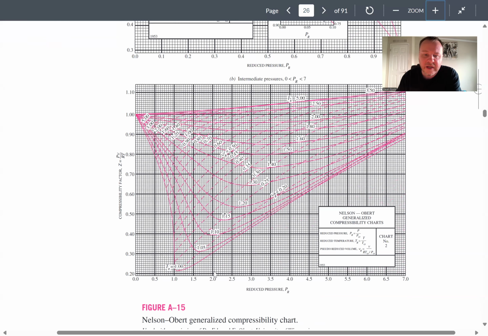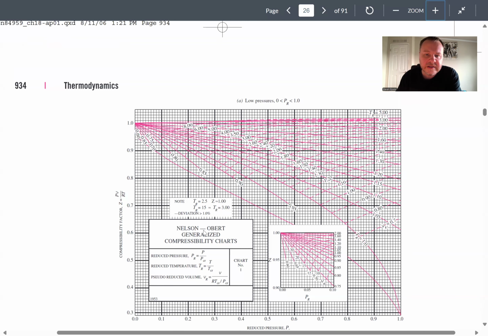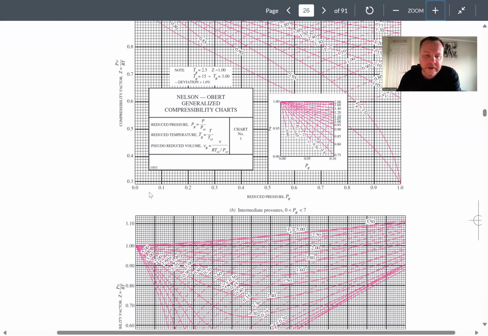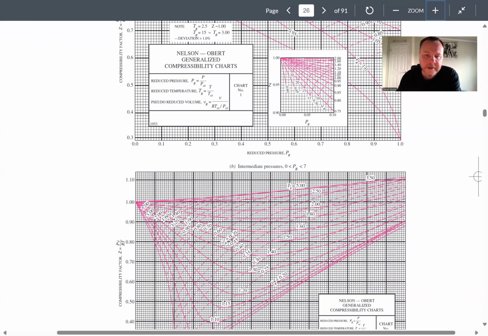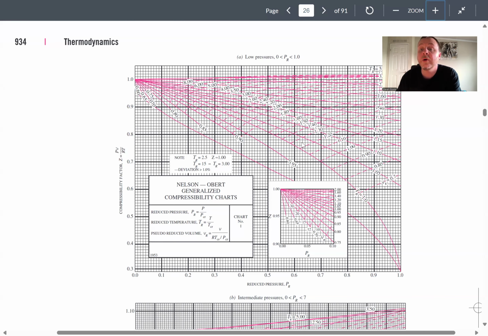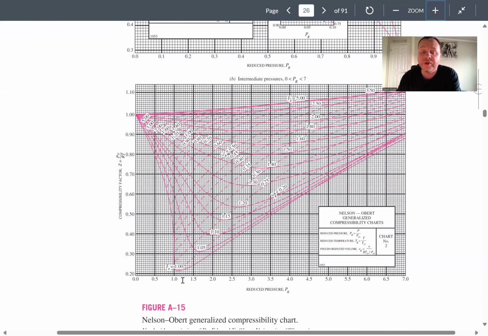So basically what that's telling us is that from 0 to 1 up here, this area is a zoomed-in version of this little block right here, right? So if I know I've got a very low reduced pressure, this chart will give you a much better read, a much better estimate than this one will. This one works well if I've got a much higher pressure, okay?